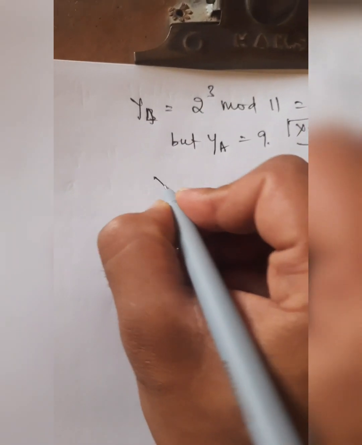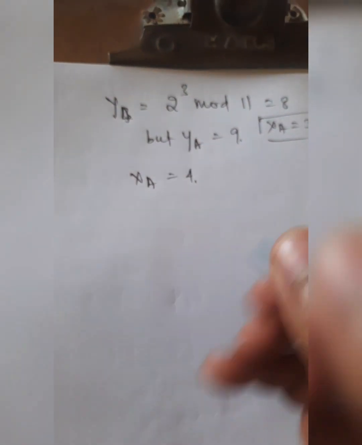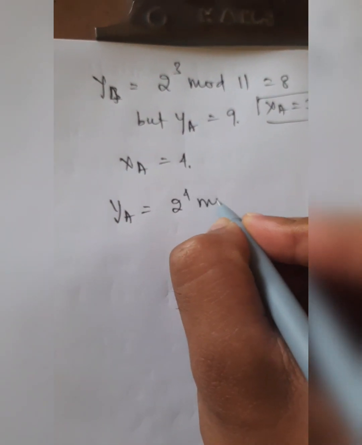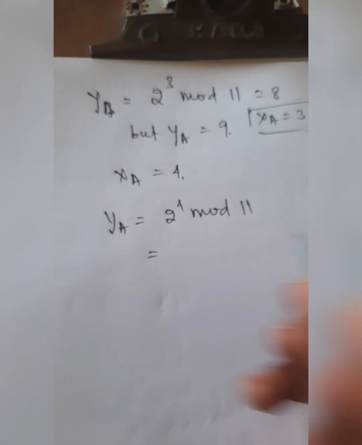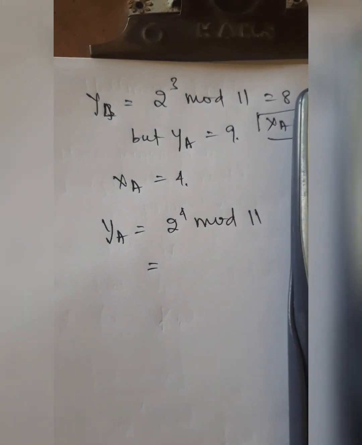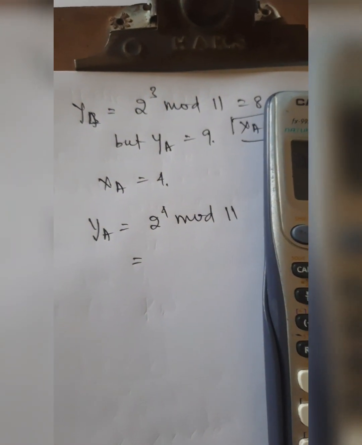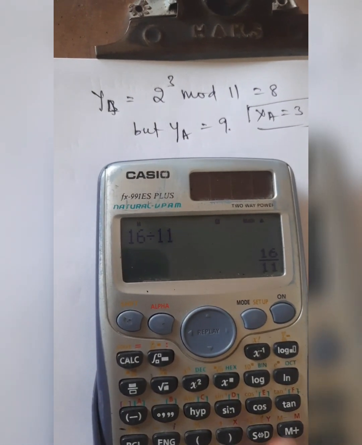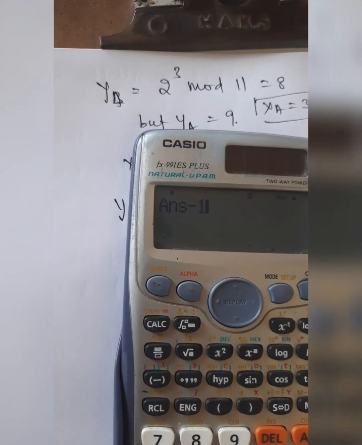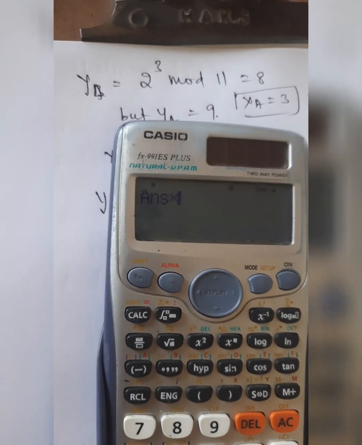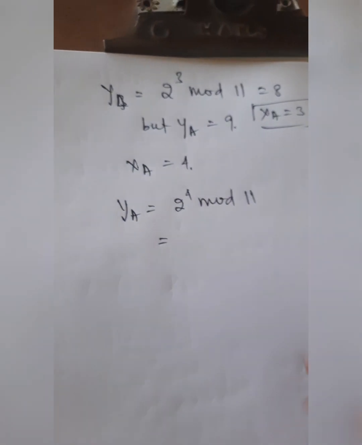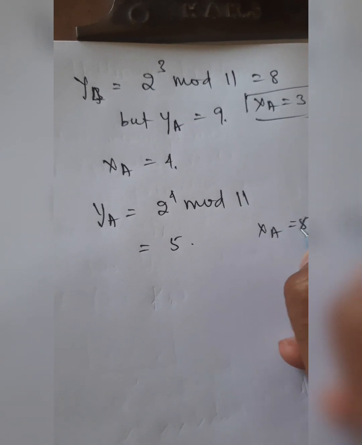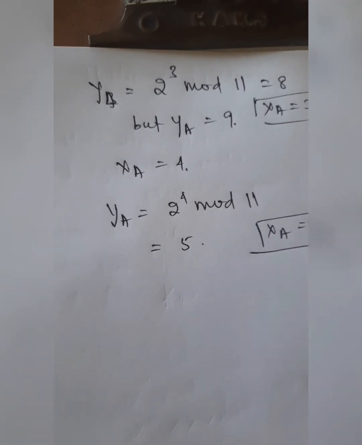So let us assume xa to be 4. Okay, so what is this ya? You get 2 power 4 modulus of 11, right? Correct. So what is this 2 power 4? 2 power 4 is 16, correct? 16 divided by 11, you get a value minus 1 into 11. What did you get? You get 5. So again xa is equal to 4 is wrong, correct?